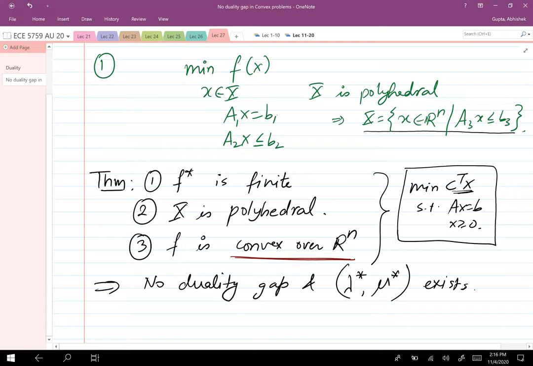Any questions so far on this particular result? The proof is fairly tedious, and it follows from what is called Farkas lemma. And it's given in the book. So if you're interested in reading the proof of this particular result, you can refer to the book. It will take me a couple of lectures to cover the proof of this result. The most important thing I want to emphasize in this theorem is that f has to be convex over the entire R^n.